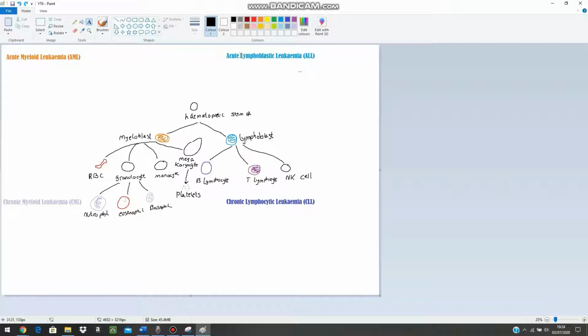So let's start with acute lymphoblastic leukemia. The acute refers to quick onset. Lymphoblastic, we know something to do with the lymphoblast, so down the lymphoid lineage. And leukemia, referring to lots of the lymphoblasts in the blood. Thus, acute lymphoblastic leukemia is a condition where we have lots and lots of lymphoblasts in our blood.